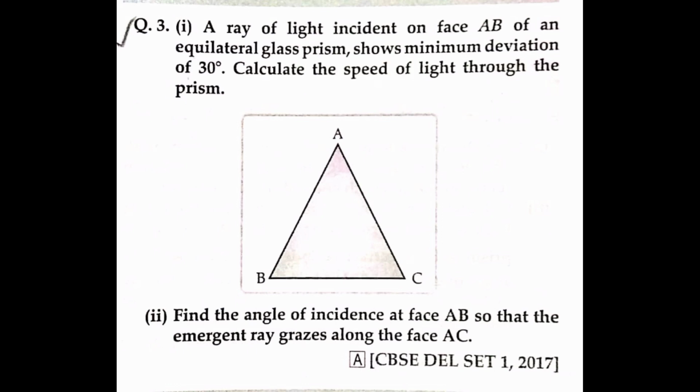And one more question is there: find the angle of incidence at the face AB so that the emergent ray grazes along the face AC. First of all, we can start with the first question.